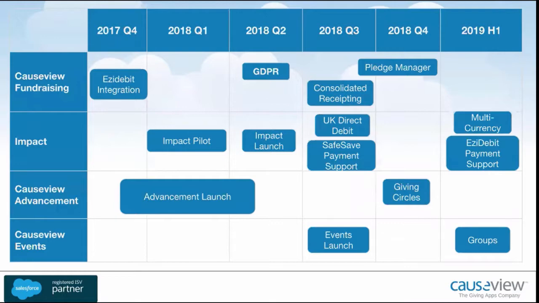In Q2, we launched our Causeview Advancement product, which brings the fundraising and donation management capabilities on the Salesforce Higher Education Data Architecture, HEDA. We also launched support for GDPR, the General Data Protection Regulation. In Q3, we've already rolled out a revision of UK Direct Debit.